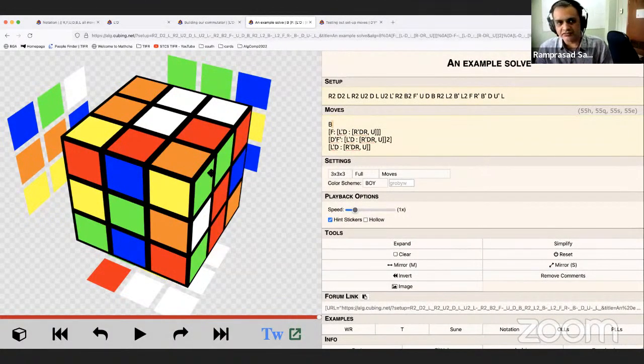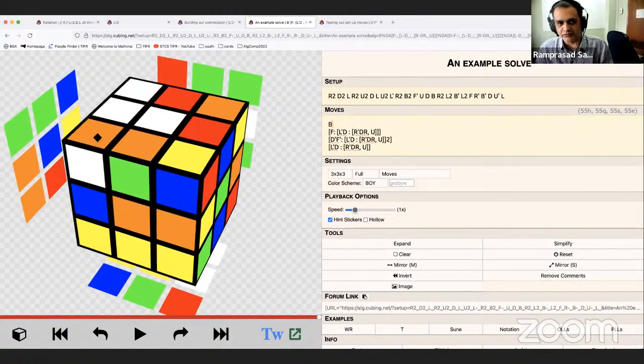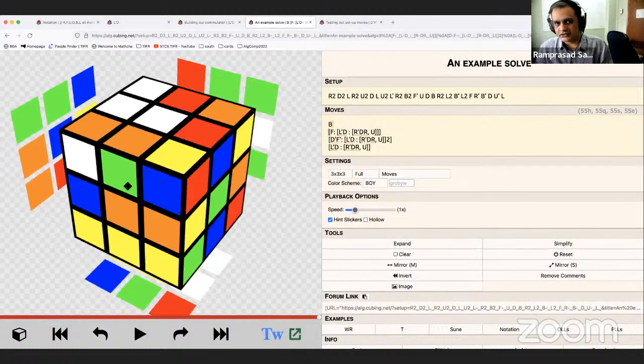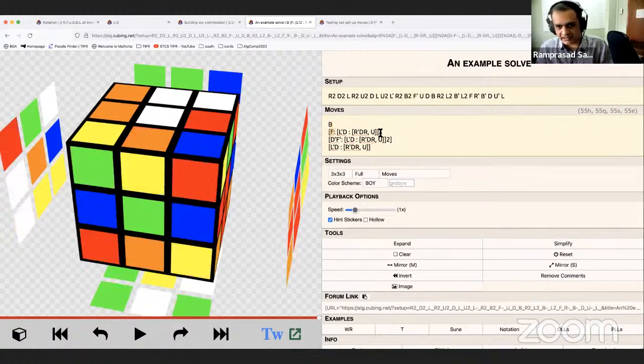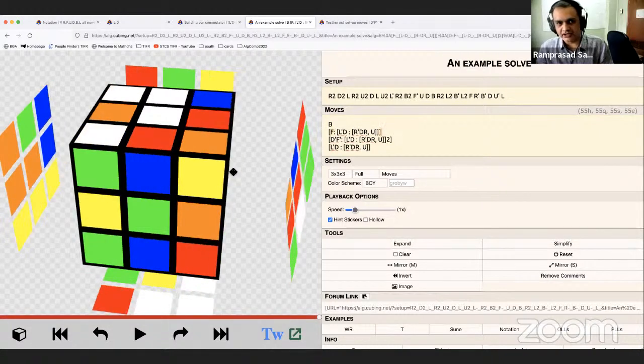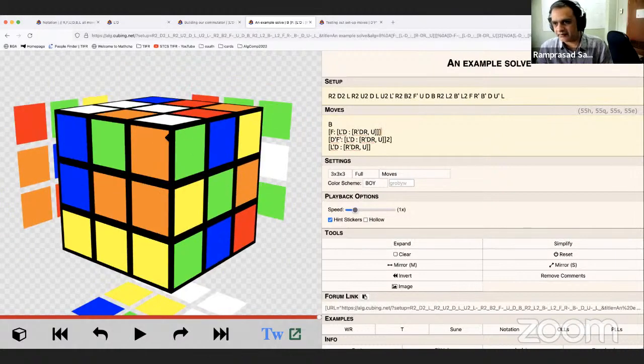So the first thing we did was we figured out where this is supposed to go. And it was supposed to go here. So we first did a conjugate with F so that that corner came here. And then we did our move. So at the end of it, that corner got solved.